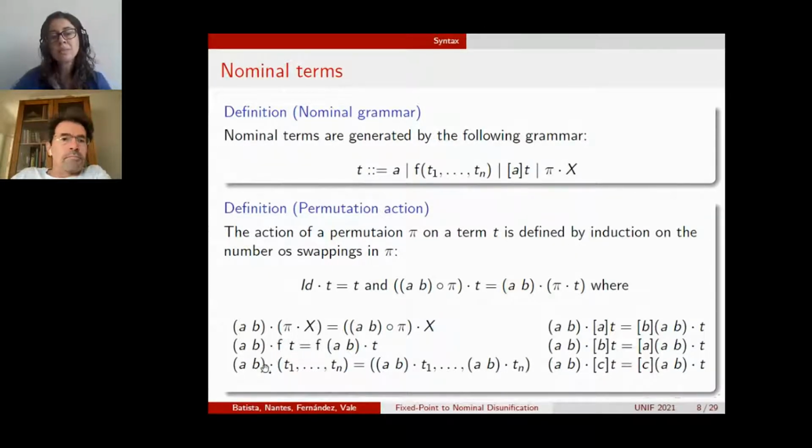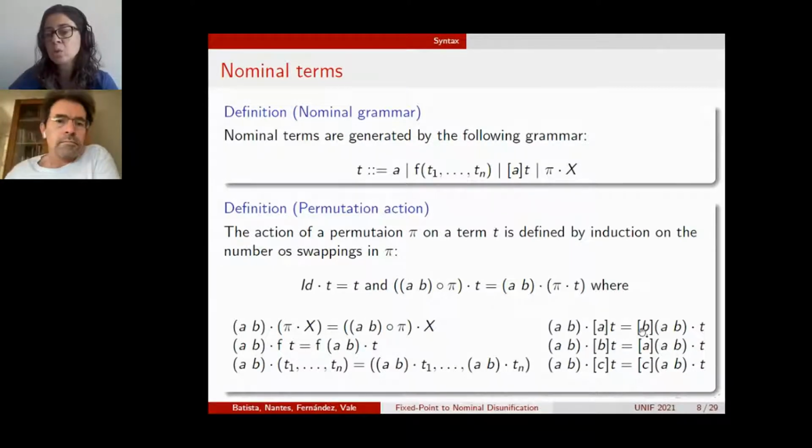So the permutation acts homomorphically on function symbols. So it's going to be f of the permutation (A B) on t. If you have, for instance, an abstraction of A in t, and you want to apply this permutation, it's going to be abstraction of B, and then you pass the permutation homomorphically to the inside. It's (A B) acting on t. Okay, and when the permutation finds, for instance, A inside, it's going to swap A for B.